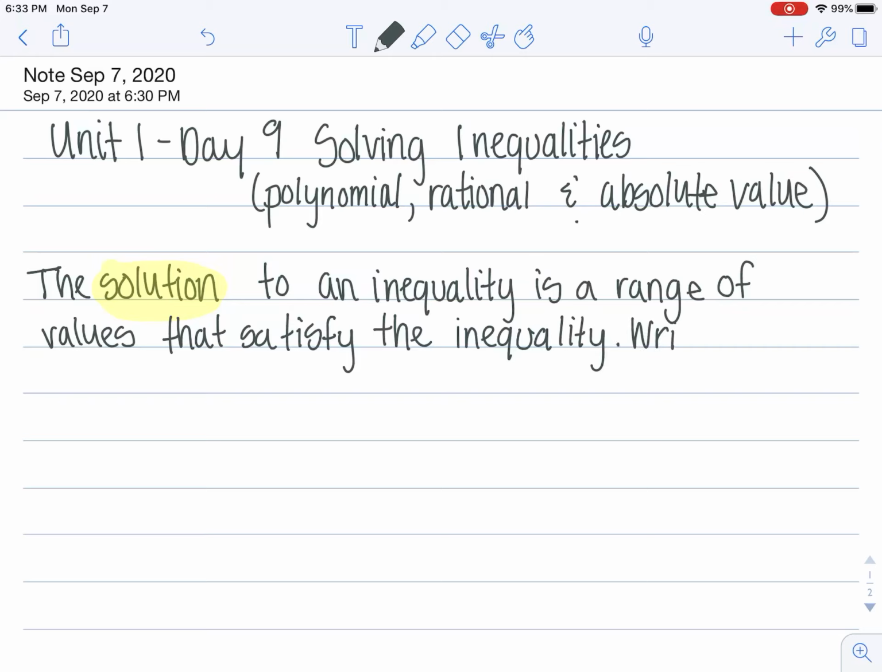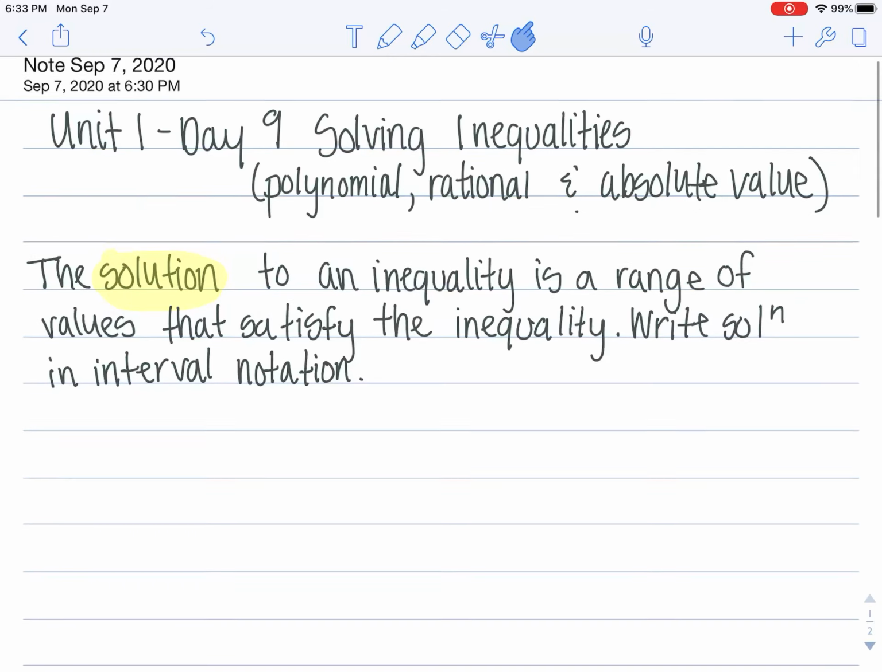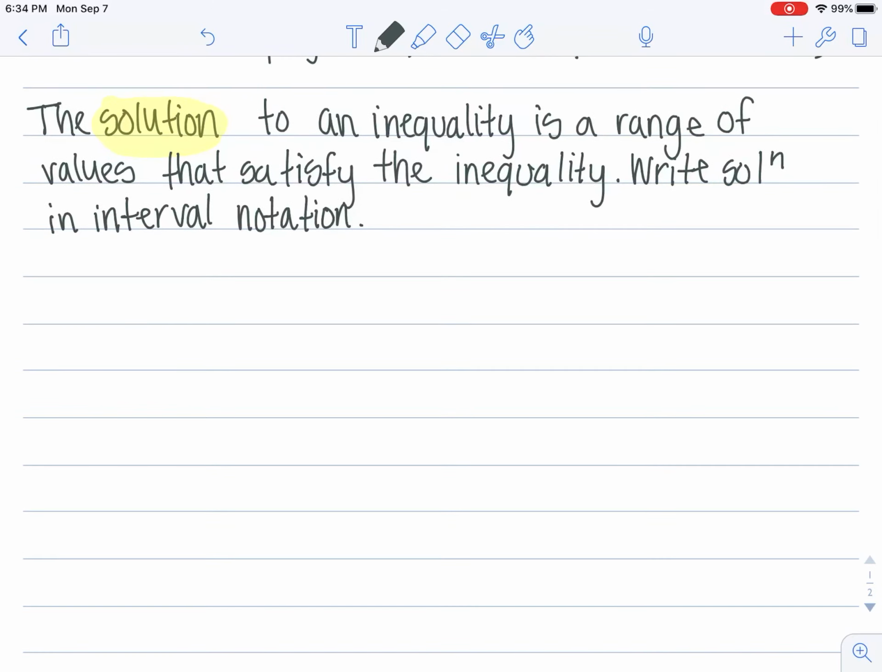So then let's write our solutions in interval notation. So remember, interval notation means the bracket parentheses, it's not the inequality notation, okay? Alright, so let's jump into examples.